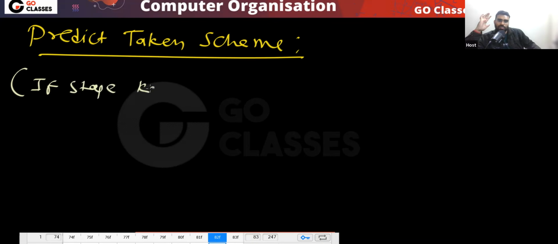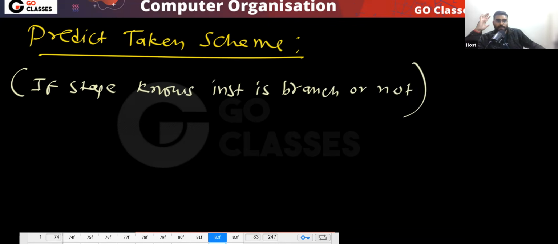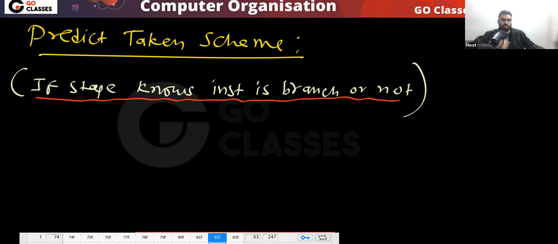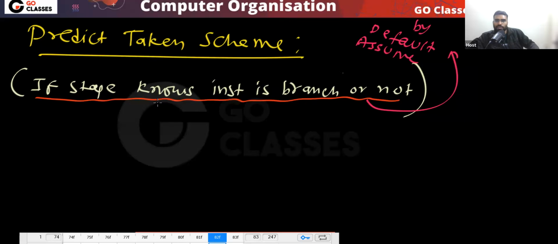The IF stage knows whether the instruction is a branch or not. This you can always assume, by default. You can assume this by default, that the IF stage knows whether it is a branch or not. Now notice what this scheme says.